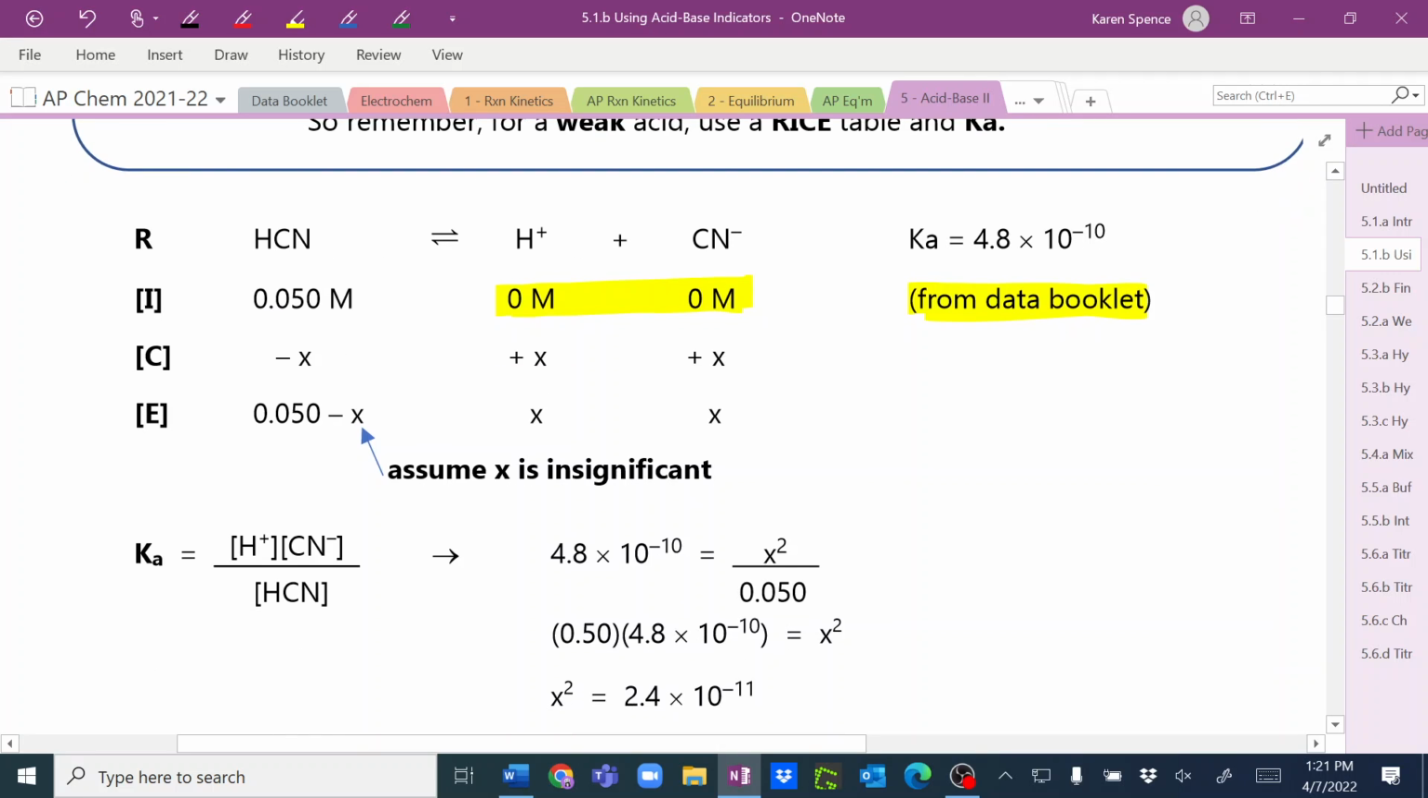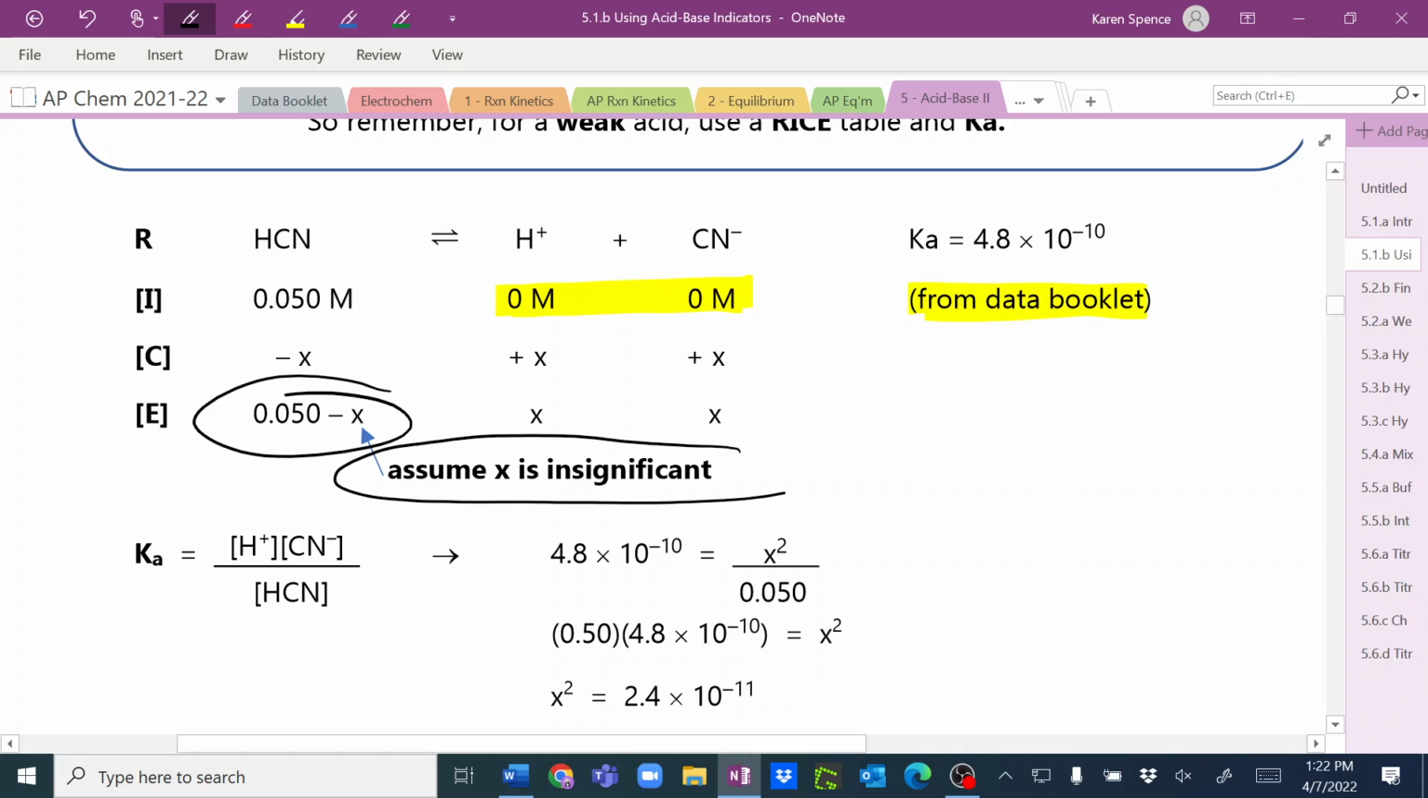If you were to keep the x here, what would you end up with? If you had the 0.50 minus x, you would end up with a quadratic equation, and nobody wants that. Well, maybe some people do. Their calculator will do it for them. That's fine. If you want to, you can do that.